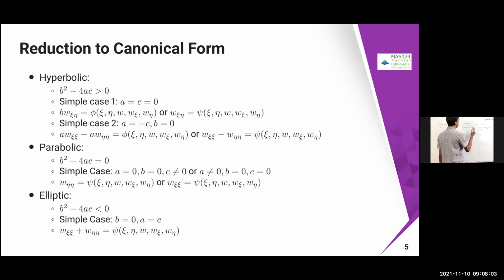Similarly, if I put another case, I can put c equal to 0 and b equal to 0, a not equal to 0. Okay. So in that case, once again, this is going to become w chi chi equal to some psi.